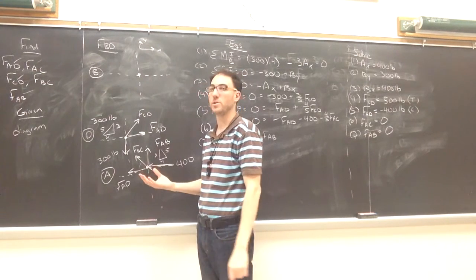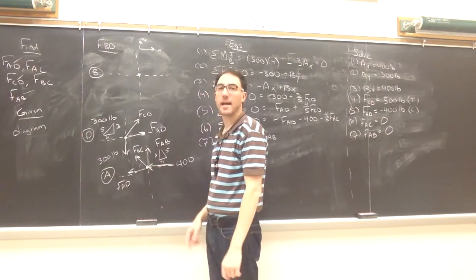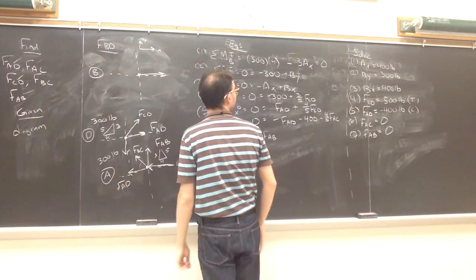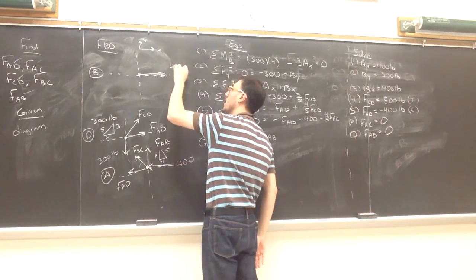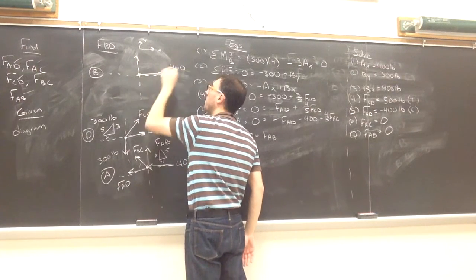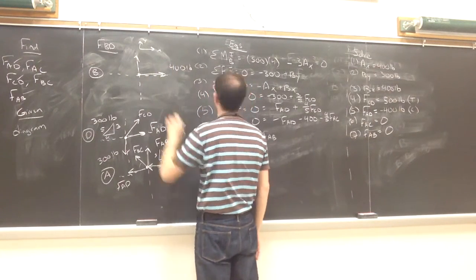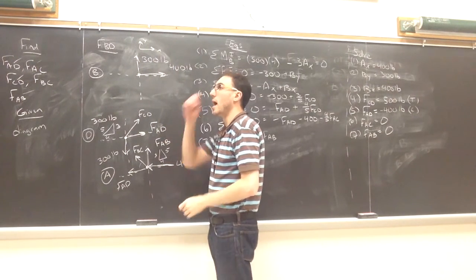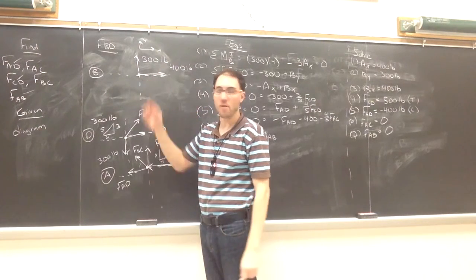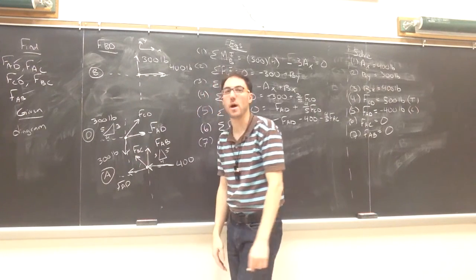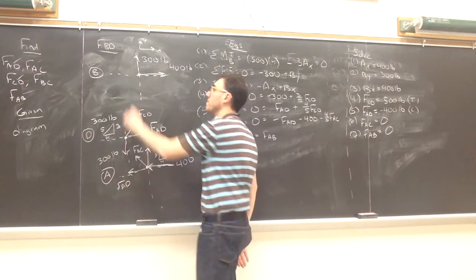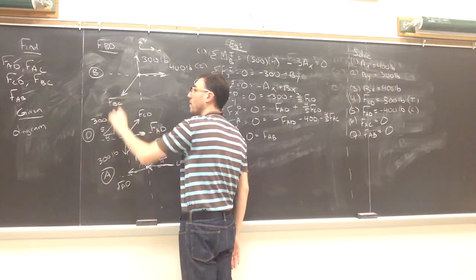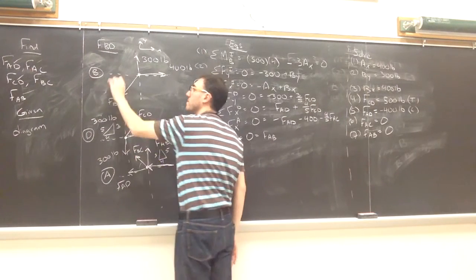There's no external forces. I'll have Bx and By, which I erased, but Bx was to the right at 400. By was up and 300. I have FAB, which we know is a zero force member, so I actually won't even draw it in the picture. And finally, I have FBC, which I am yet to find.